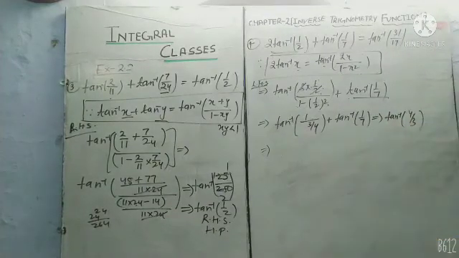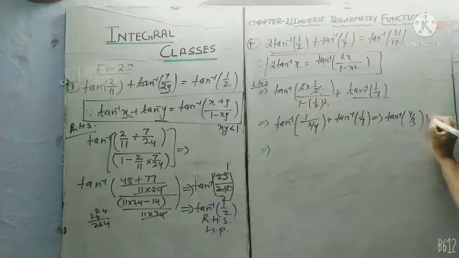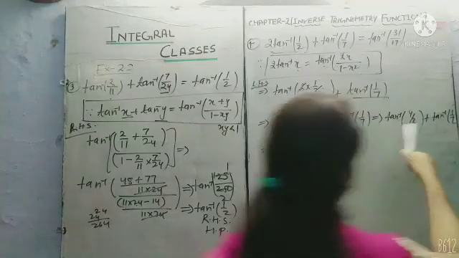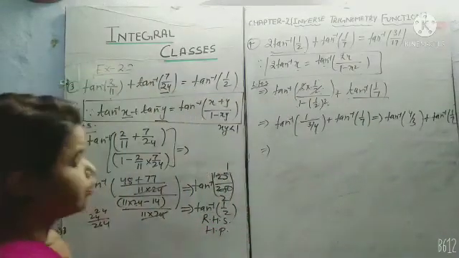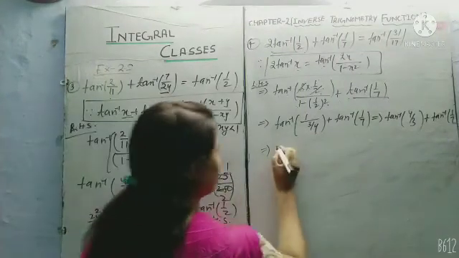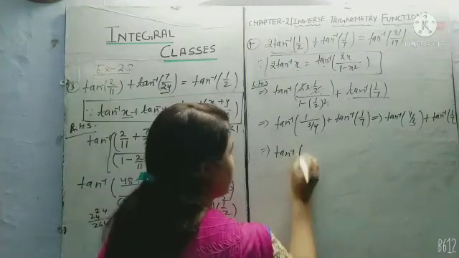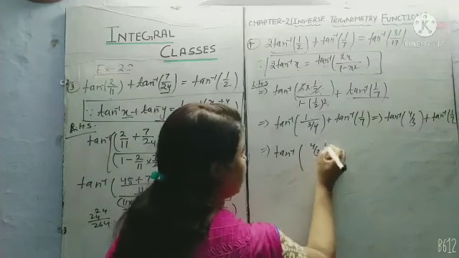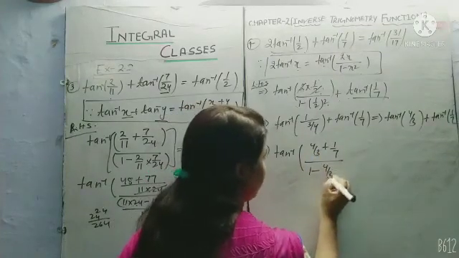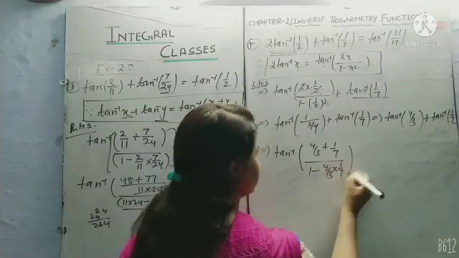It will become its multiplicative inverse. We will write here, and tan inverse 1 upon 7. Now we will apply here the tan inverse x plus tan inverse y formula again. So it will become tan inverse, x is 4 by 3, y is 1 upon 7, upon 1 minus 4 by 3 into 1 upon 7.